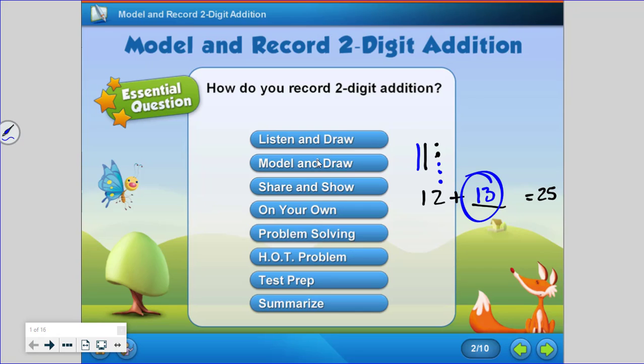All right, so that brings us to our lesson today. That's going to help us when we're thinking about our lesson today. And our lesson today says, how do you record 2-digit addition? So that means, how do you write it down? How can you show your work when you do a 2-digit addition problem instead of just showing the quick picture? So I'm going to go to our next page.